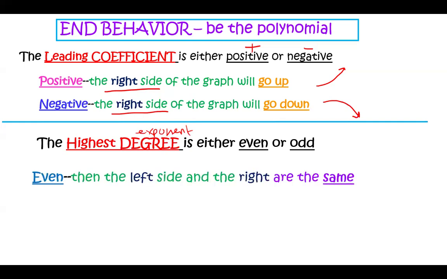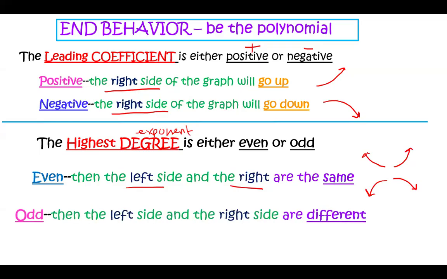If it is even, that means that your left side and your right side are doing the same behavior. So if my right side is going up, my left side is going up. If my right side is going down, then my left side is going down. They're going to be doing the same behaviors. If it's odd, then your left side and your right side are different behaviors. If my right side is going up, then my left side is going down. If my right side is going down, then my left side is going up. They're going to be doing opposite behaviors.